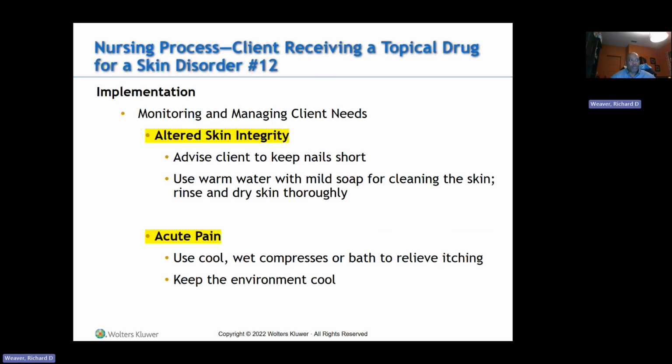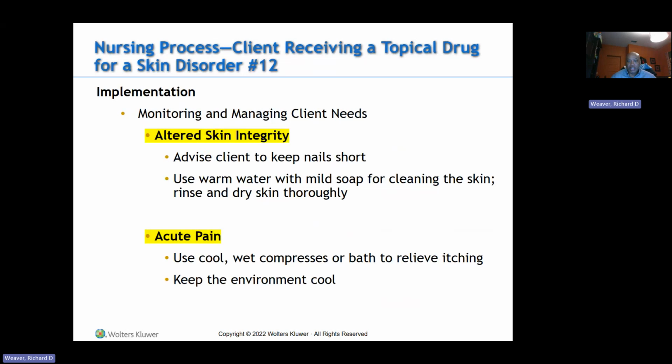Use warm water with mild soap, not the harsh soaps, for cleaning of the skin. Rinse and dry skin thoroughly. As far as acute pain is concerned, use cool, wet compresses or bath to relieve itching, and also keep the environment cool. All right. So most topical drugs cause few adverse reactions, and if they do occur, we may need to discontinue the medication to provide some relief.